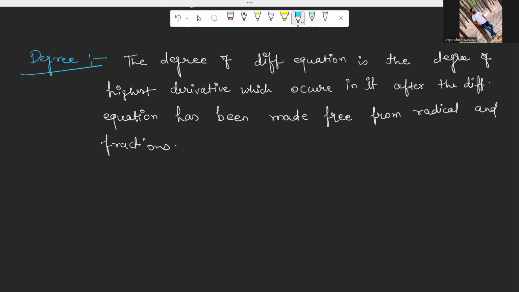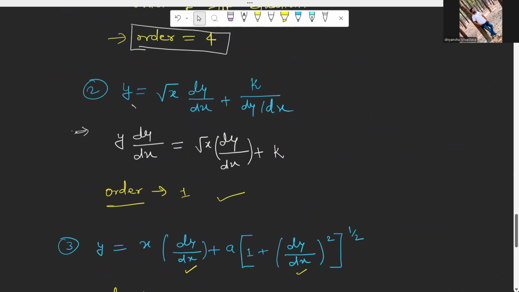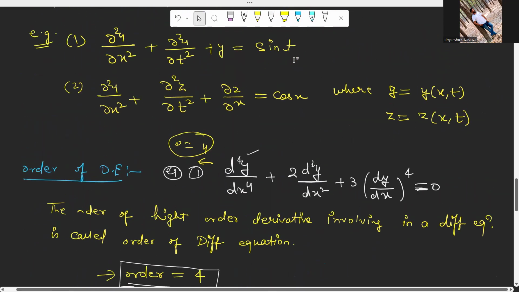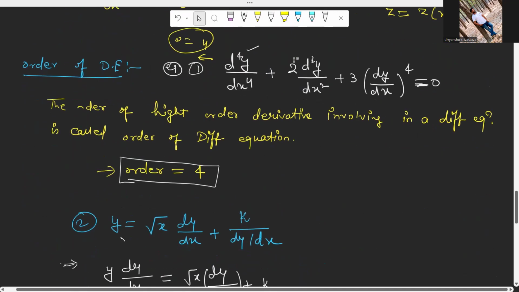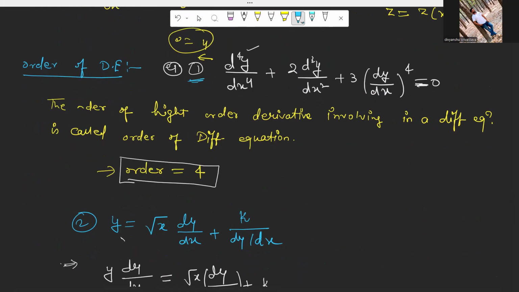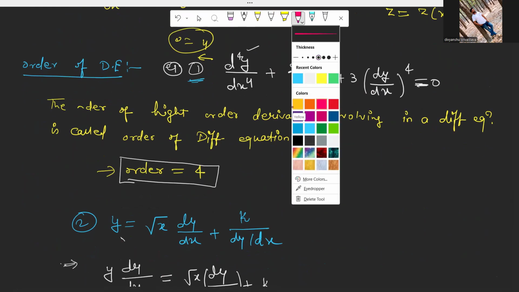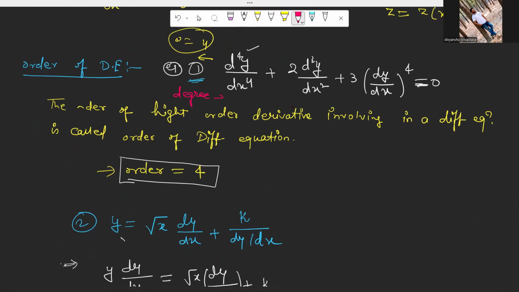So try to find here. I already gave you an example; I already wrote it here. So first come to the first example. Here is your first example. Try to find the degree of this section. You know the power of the highest derivative is basically called the degree. So here, this is the highest derivative and its power is 1. So the degree here is only 1.